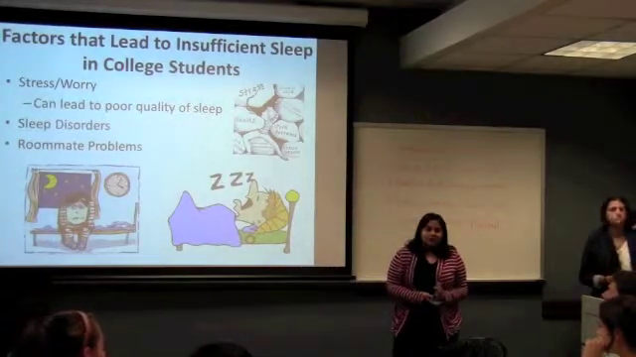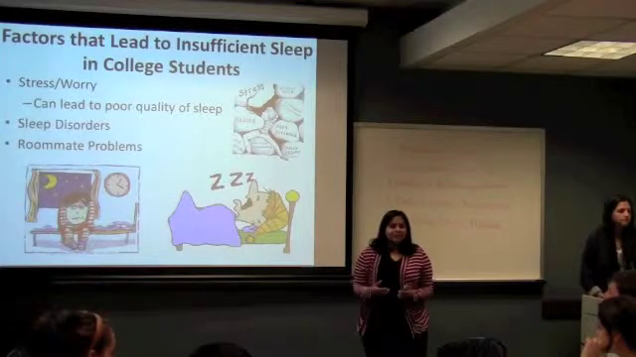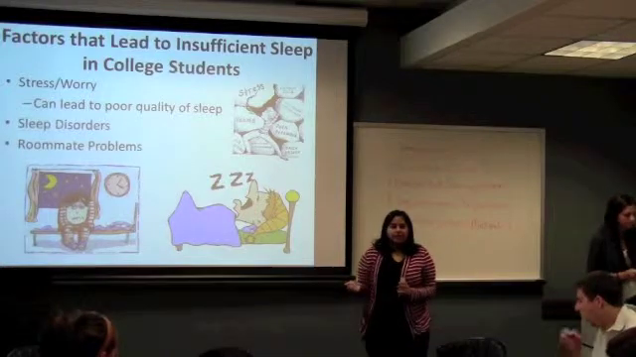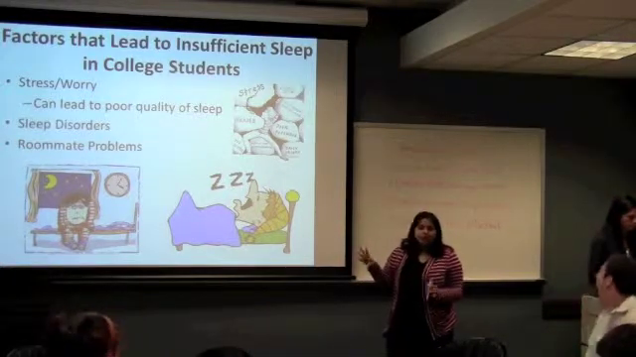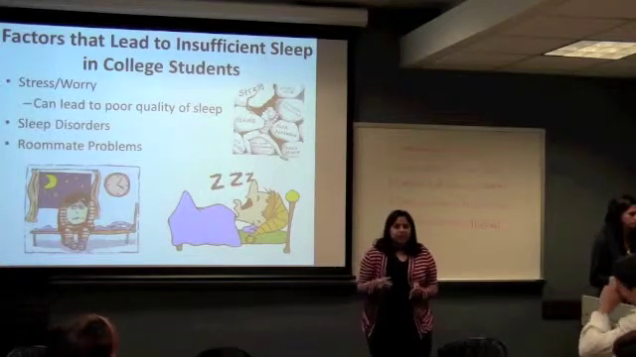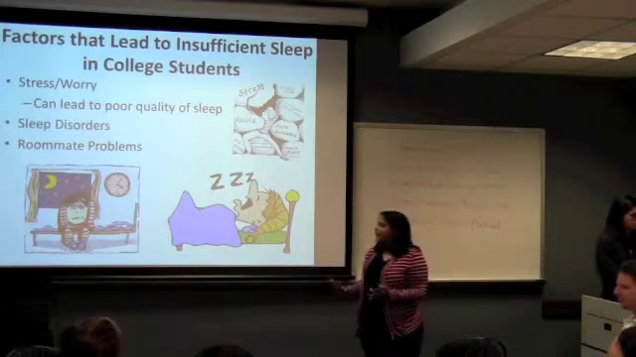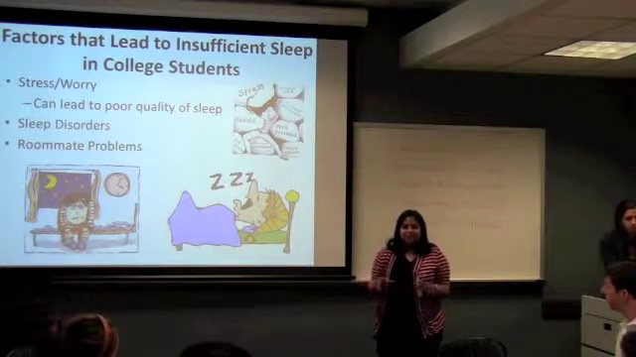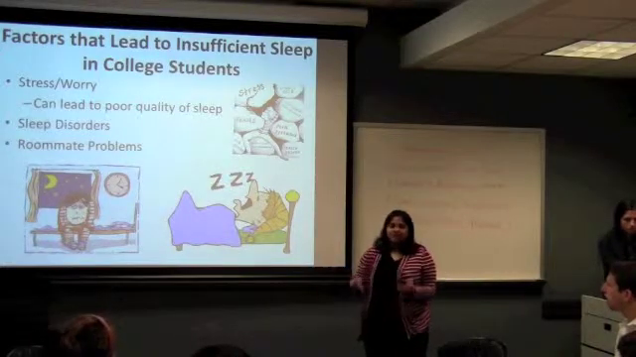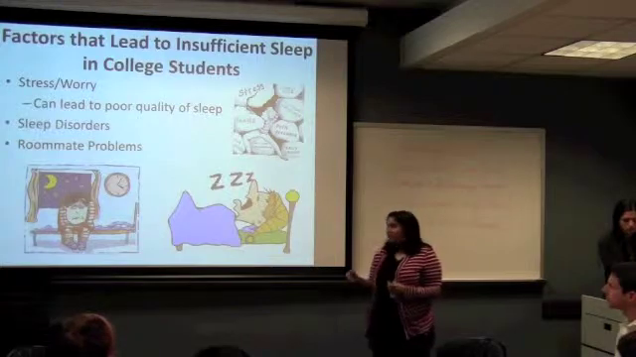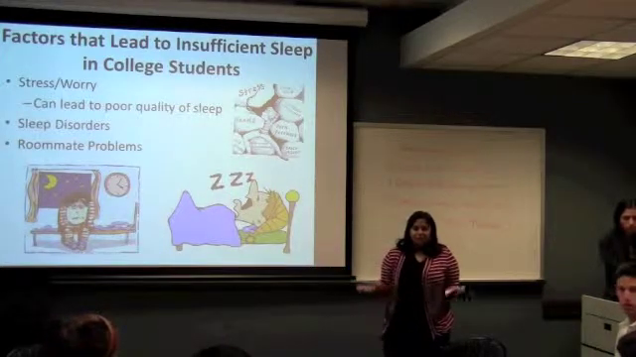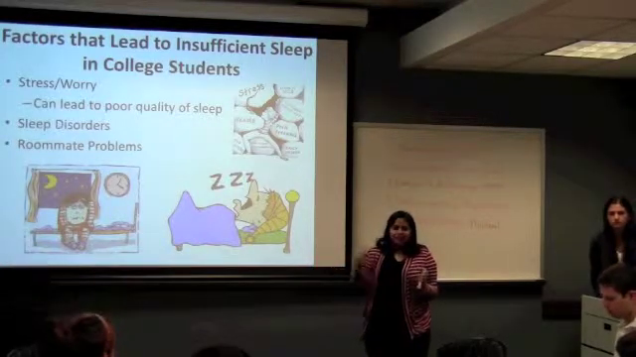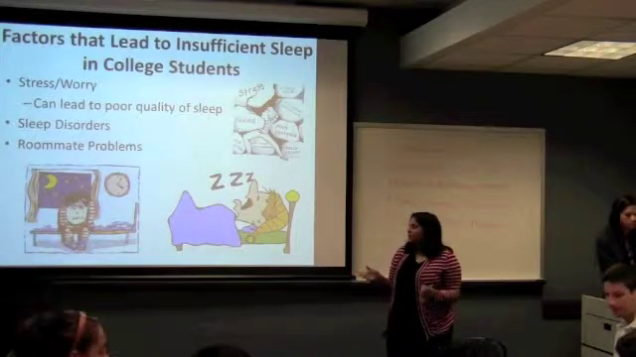There are lots of factors that can play into insufficient sleep with college students. One of them is stress and worry, because it prevents you from entering those deeper stages of sleep. But these are all conquerable factors. Another one is sleep disorders that can sometimes be treated with counseling or medication. And there are also a lot of roommate problems that can occur because you're not really used to living with somebody else. Somebody might have a different sleeping schedule from you, or they may sleep with the light on or snore obnoxiously loud. So you can wear maybe an eye mask or earplugs to prevent those issues from affecting you.